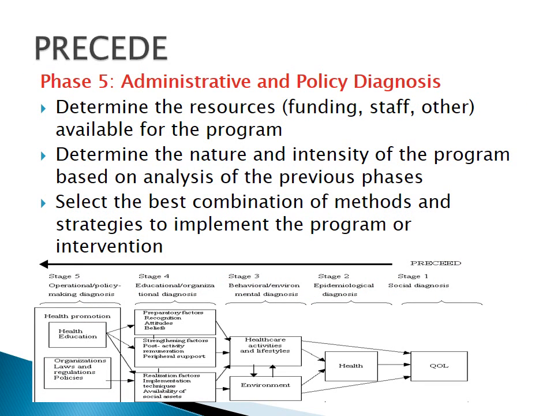In the administrative and policy analysis phase, we want to determine the availability of resources. This includes funding, staff, etc. We also want to figure out the nature and intensity of the program based on analysis of the previous phase. Then we want to select the best combination of methods and strategies we're going to use to implement the program or the intervention. This is the final stage in the PRECEDE section. For the most part, all of these steps require defining, identifying, and prioritizing factors that affect the population being assessed.